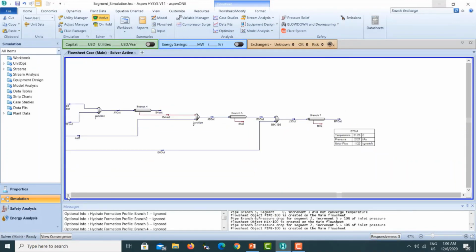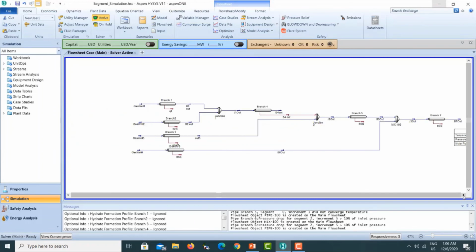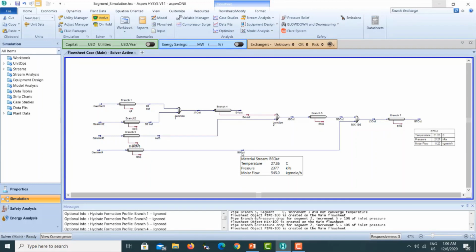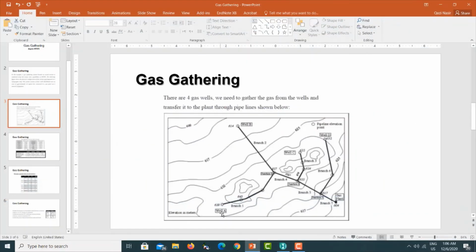So if you read correctly, this is how the simulation looks like. So the idea of the simulation is to take the gases from the gas lines, send them through pipeline to the location where the plant is located, where you can process them. So the idea is to use different pipelines with different segments, combining at different junctions, and at the end combined information will be shown up here, which is what you need to know.